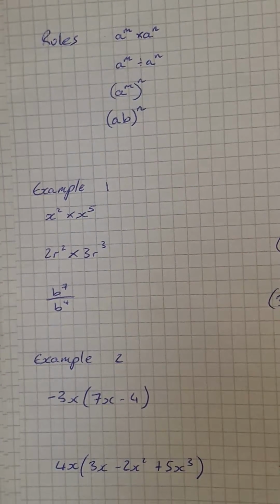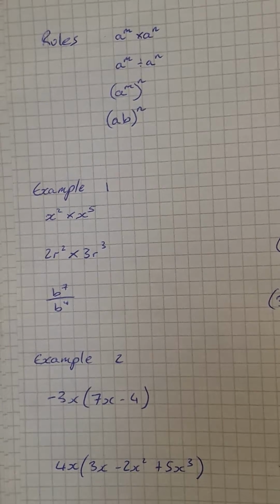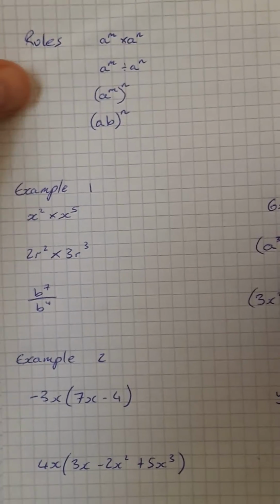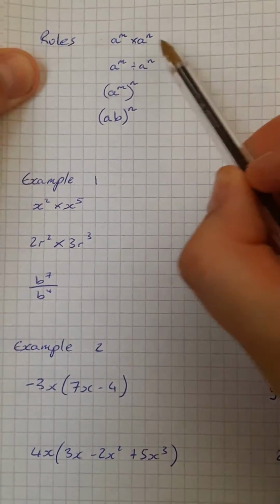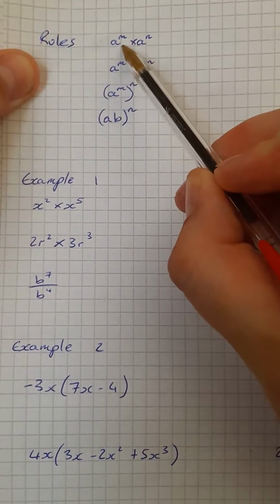This is currently chapter 1.1. It starts off as index laws. So let's just get straight into it and see how we do. So the first things are the rules. Now you've probably seen these rules in GCSE, I hope so. But if you haven't, let's just briefly go through them.